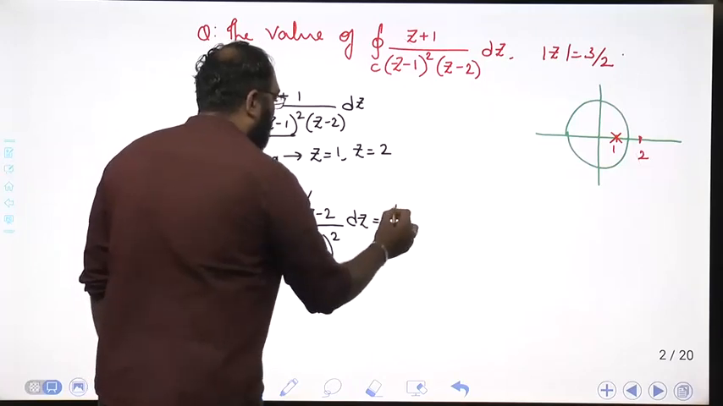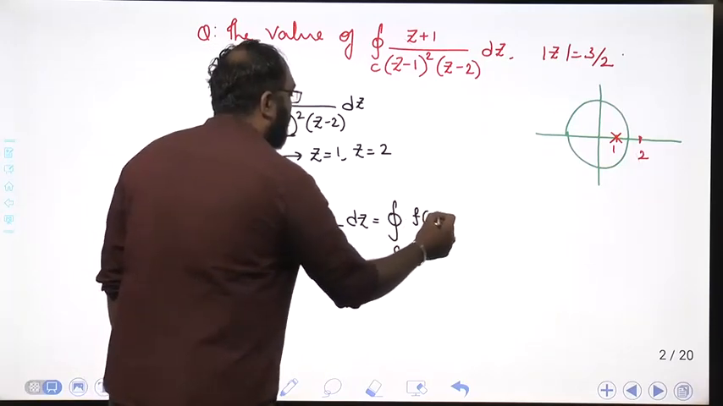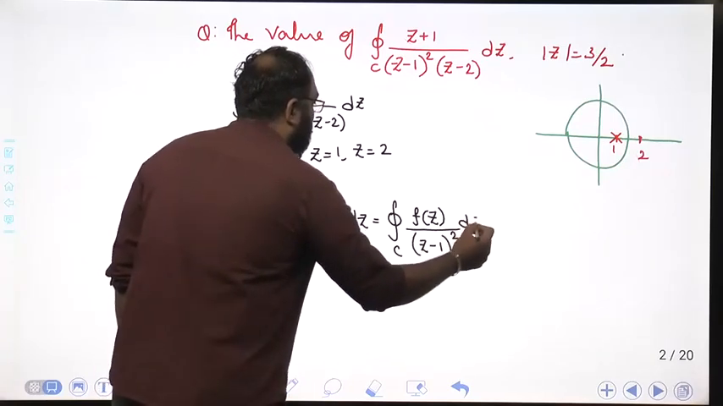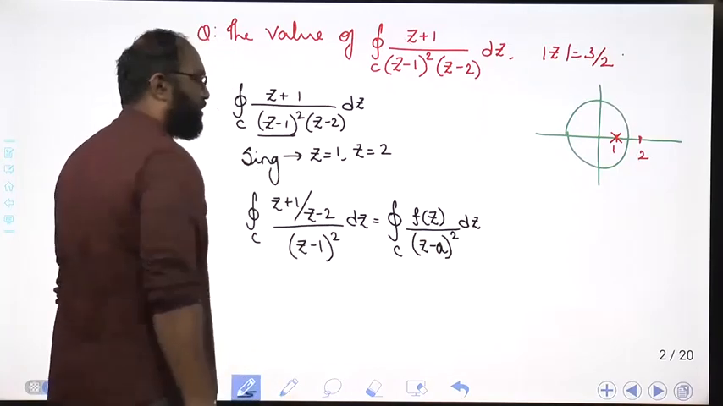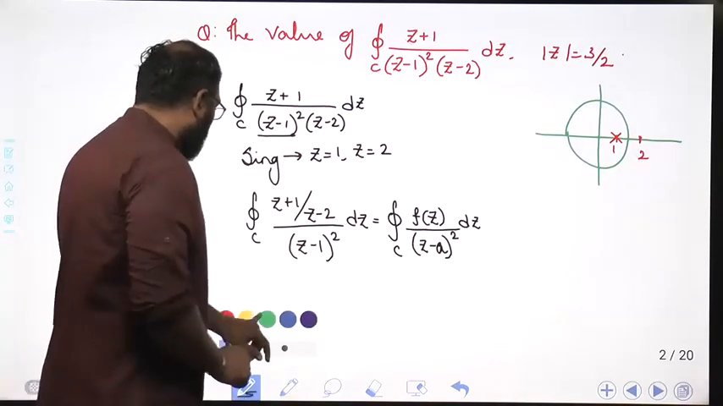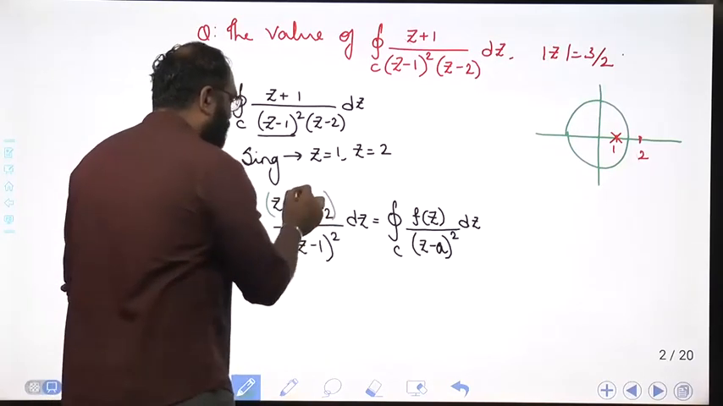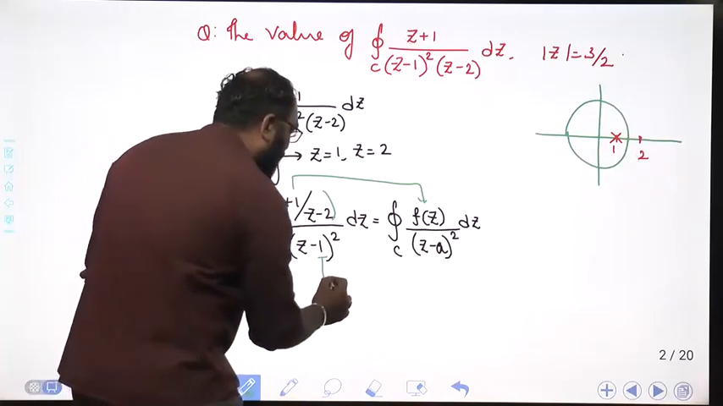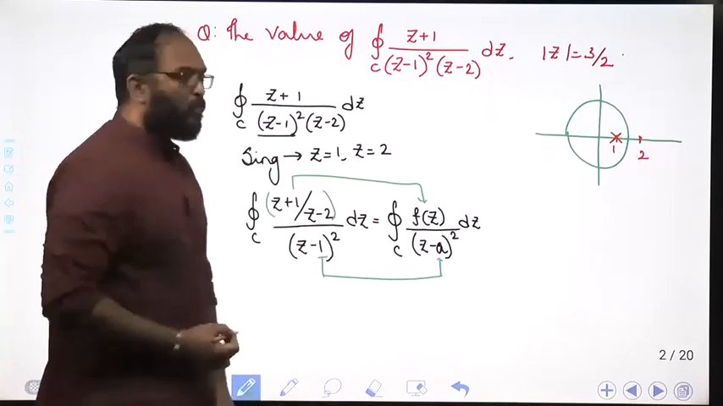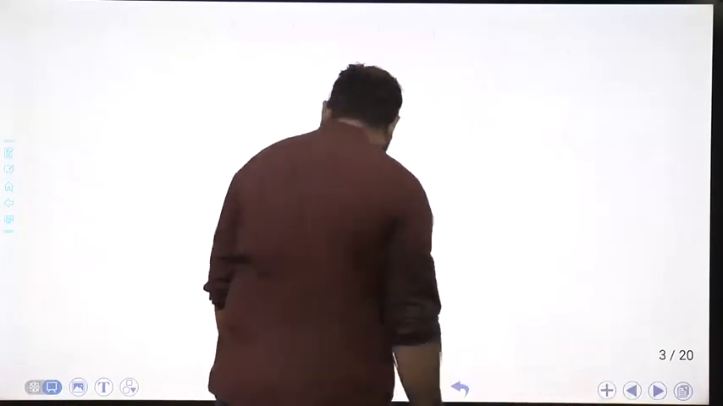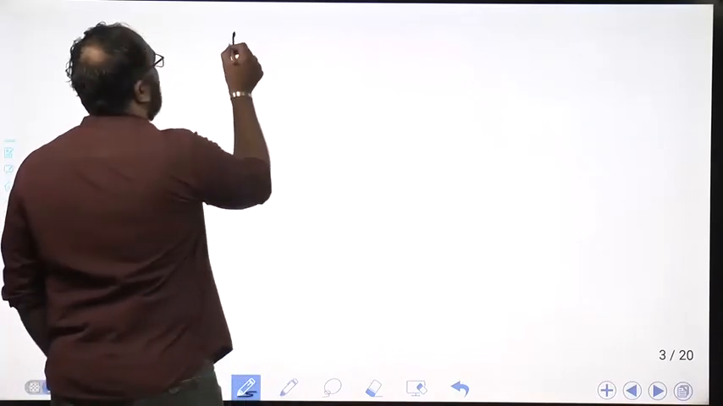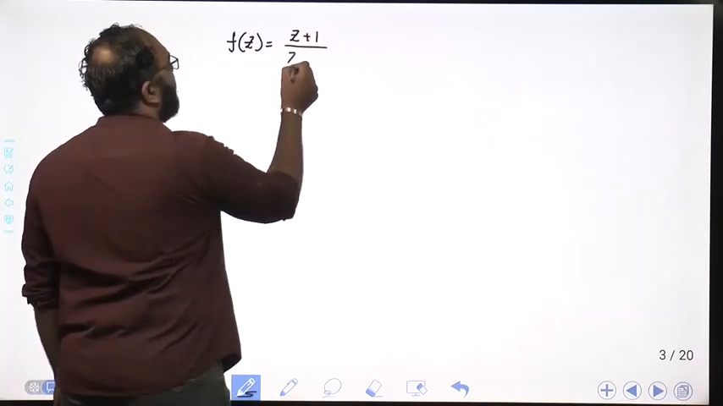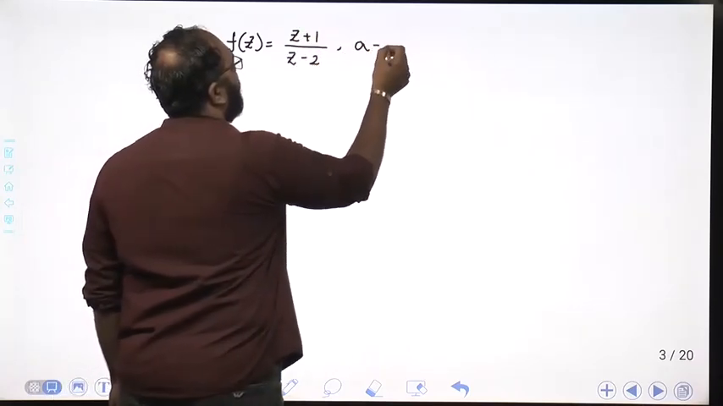And it is of which form? It is the same as the integral over C of f of z by z minus 1 whole square, or z minus a whole square, let us write it in general. Clear? Now if we compare these two, what is the value of f of z? The value of f of z is z plus 1 by z minus 2, and the value of a is 1, right?